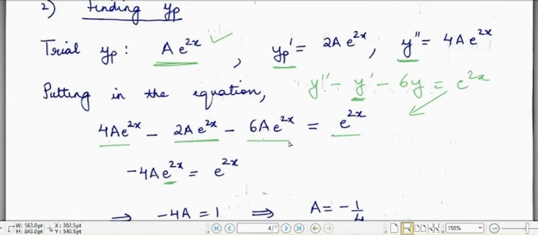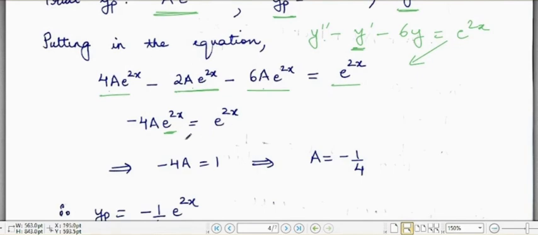It's going to be 2a minus 6a, that's minus 4a, and the right hand side is e to power 2x. Now these two expressions are exponential expressions. They can be equal only if the coefficients are the same. So that means minus 4a should be equal to 1. That means a should be minus 1 by 4.